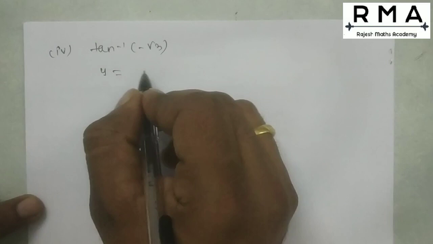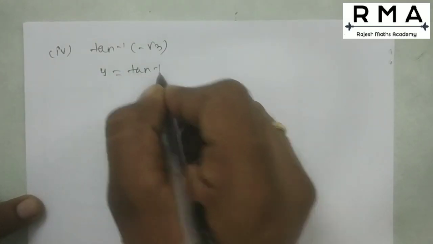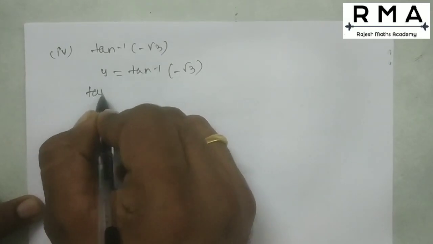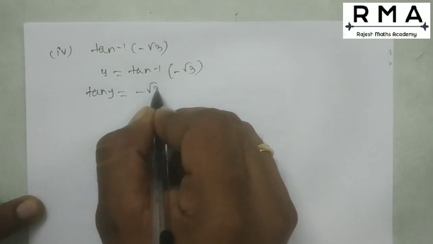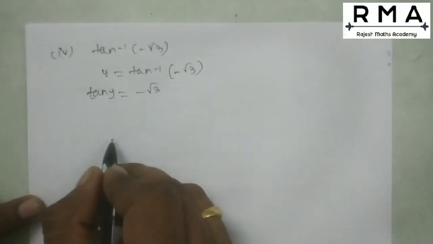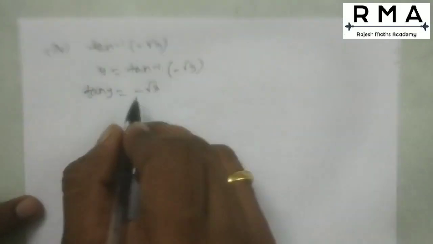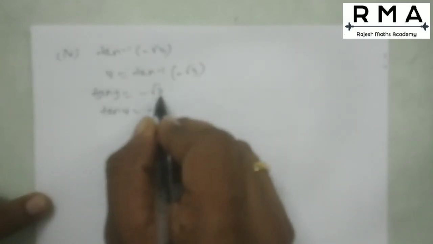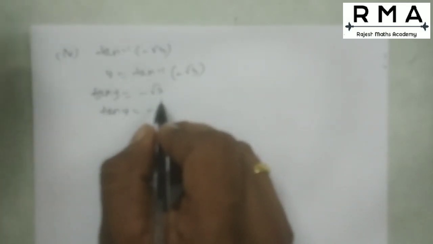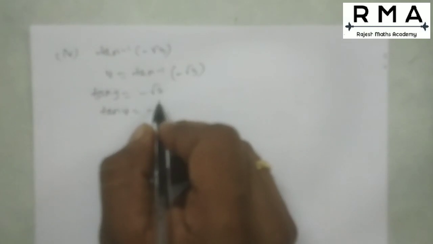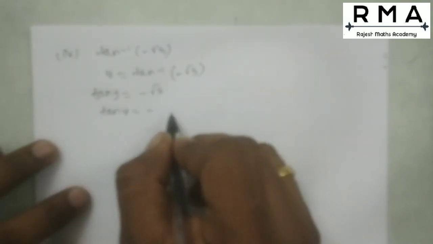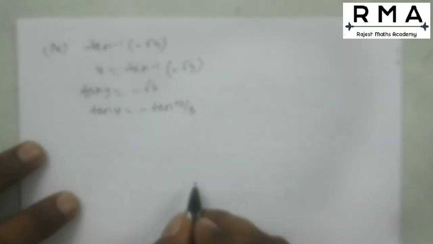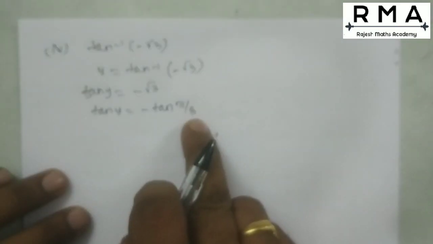Similarly, we have to take y equal to tan inverse of minus root 3. So what is the tan y value? Tan y equal to minus root 3. So we have to leave the symbol and check only when tan will take root 3. Tan will take root 3 at 60 degree. Clear? So 60 degree means what is that in radian? Pi by 3. So I can write that minus of tan pi by 3.